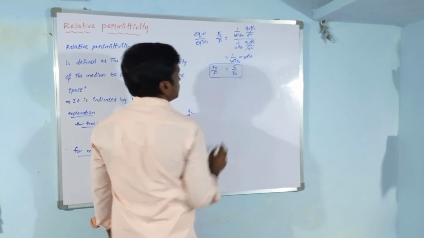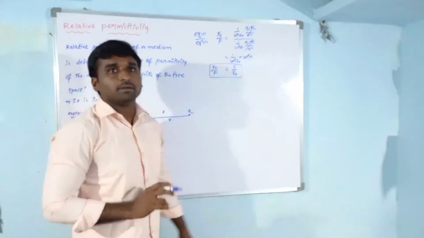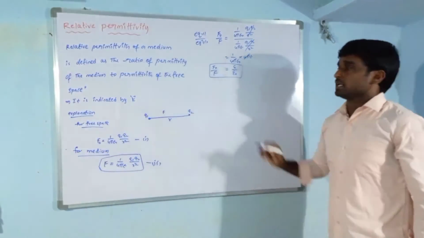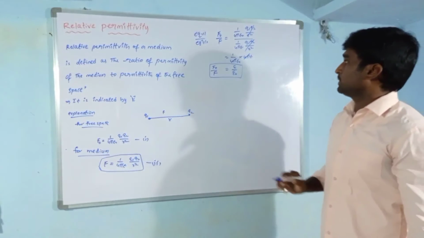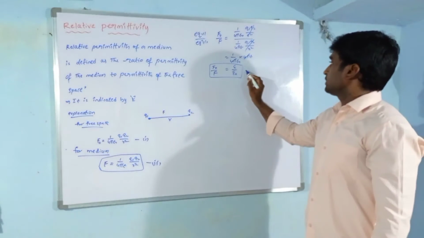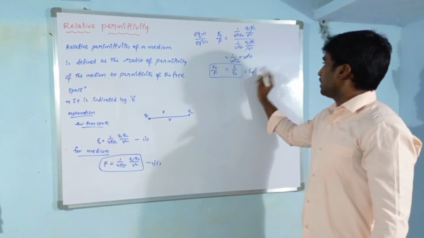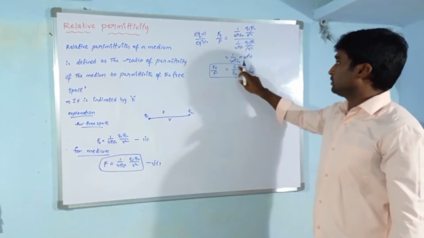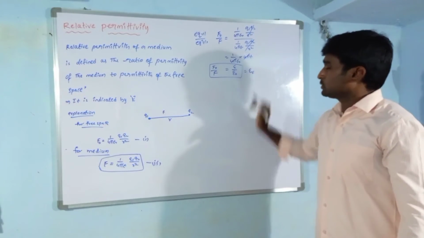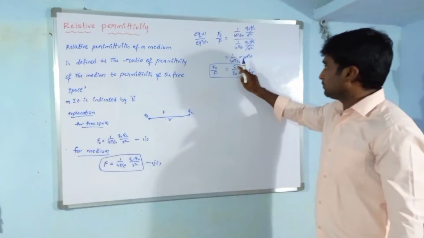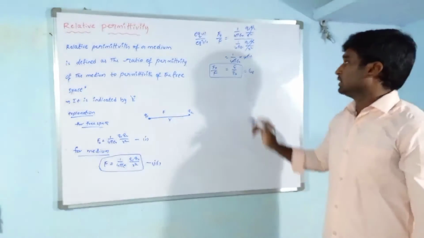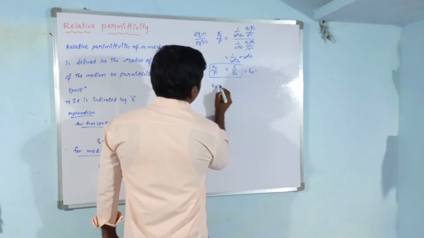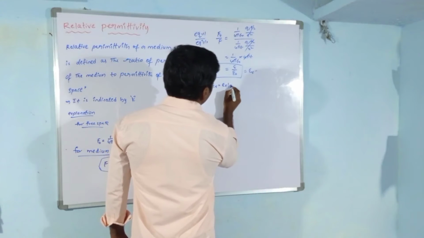This is the ratio of the permittivity of the medium to the permittivity of free space. Permittivity of the medium is epsilon, permittivity of free space is epsilon naught, and that ratio is equal to epsilon r. So what is epsilon r? Epsilon r is the relative permittivity, the ratio of the permittivity of the medium to the permittivity of the free space.